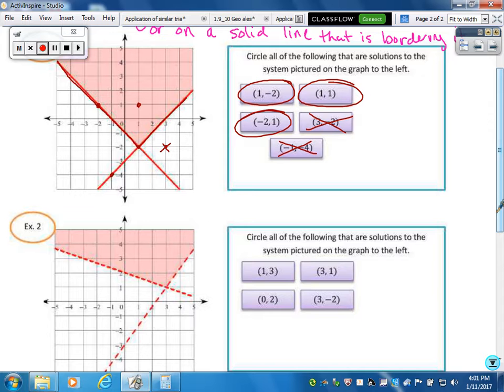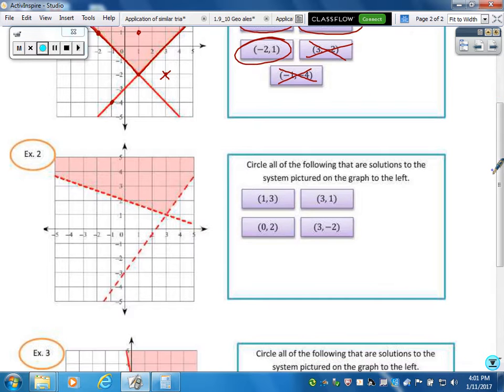All right, let's try another one. And I'm going to switch out color too, because I don't think that was quite popping out enough there. So circle all the following that are solutions to the system again. We've got less of them this time. It says 1, 3. So x is 1, y is 3. Right there. That is great. It is in the shaded area.